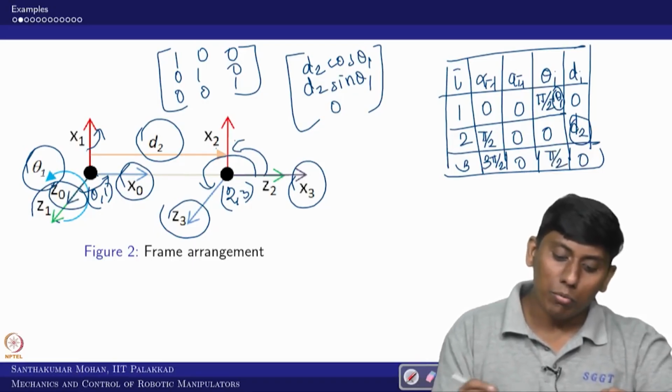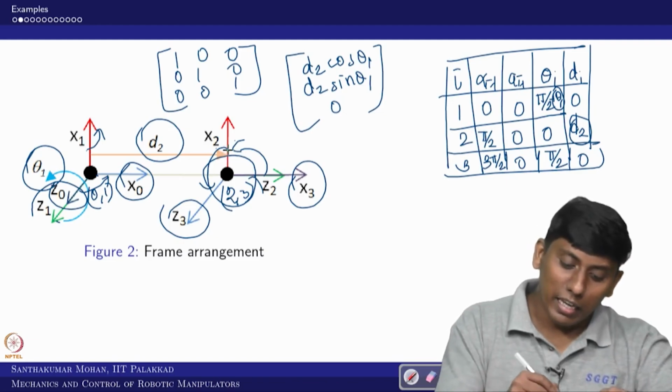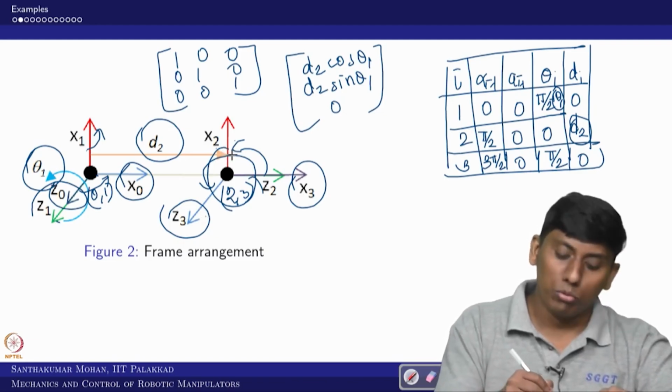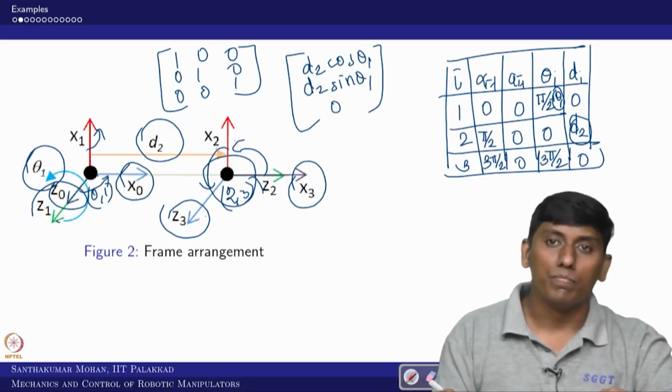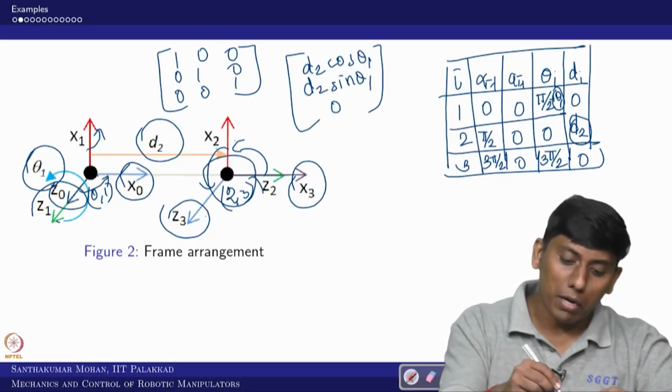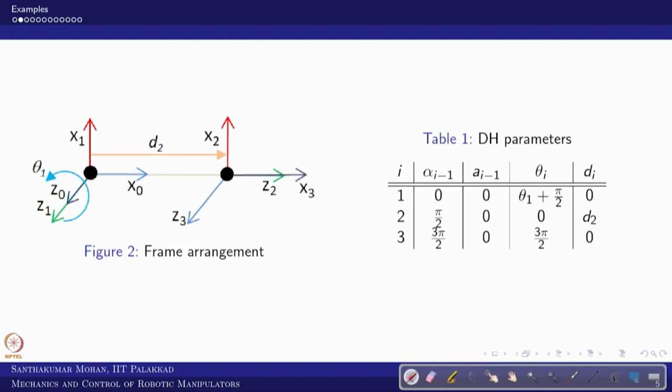But here this is the rotation. In the sense it is about Z3, the x2 to x3 angle, that is 3 pi by 2. So now this is the DH parameter table which we obtained. Whatever we have written, that all comes into the picture. So this is the variable and this is the variable.